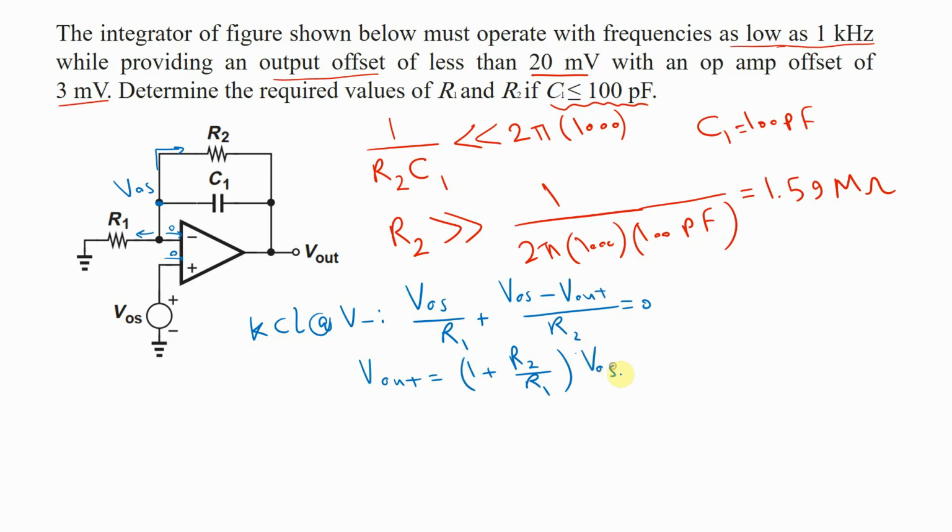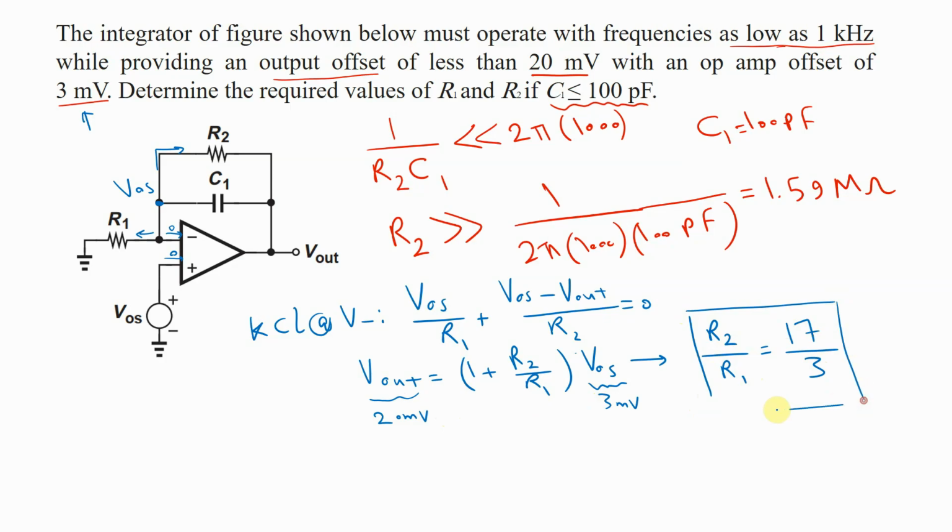Now VOS equals 3 millivolt and V out equals 20 millivolt. So again, using simple math, R2 divided by R1 equals 20 divided by 3 minus 1, which is 17 divided by 3. So this is the ratio between R2 and R1.